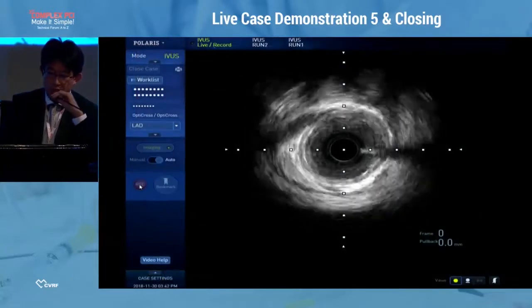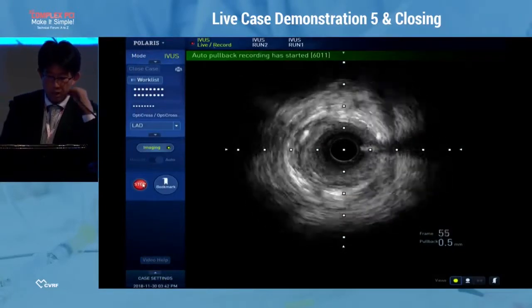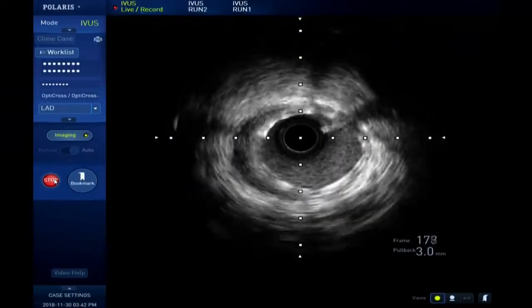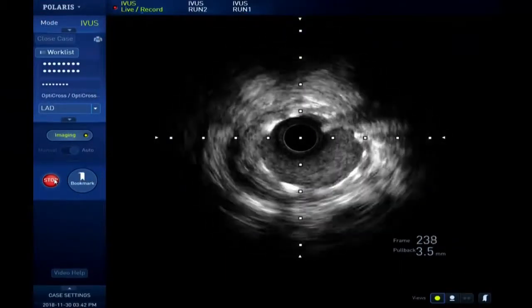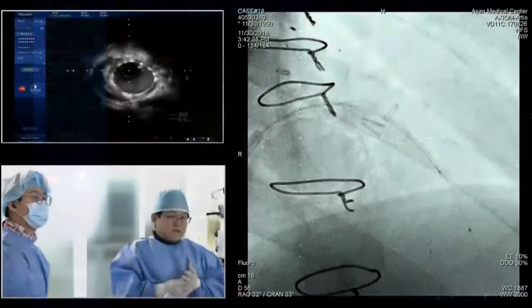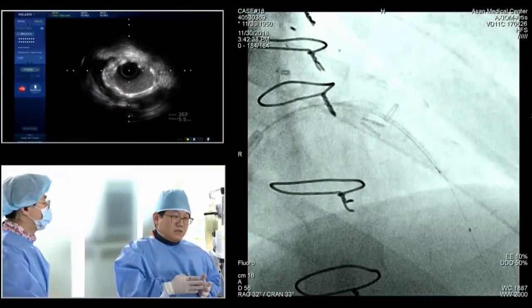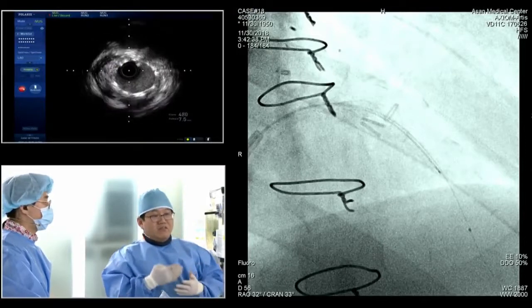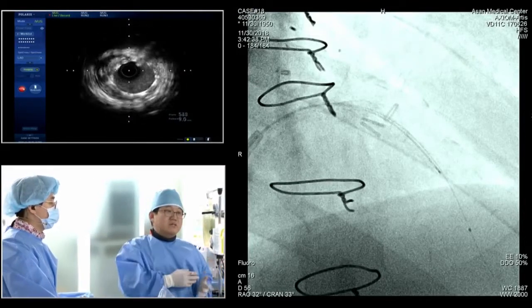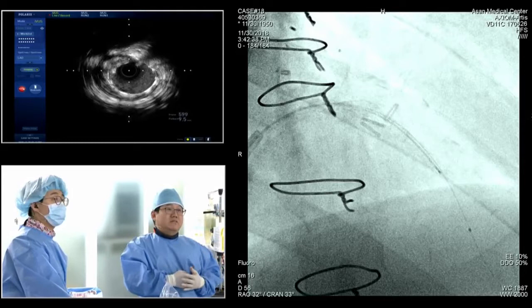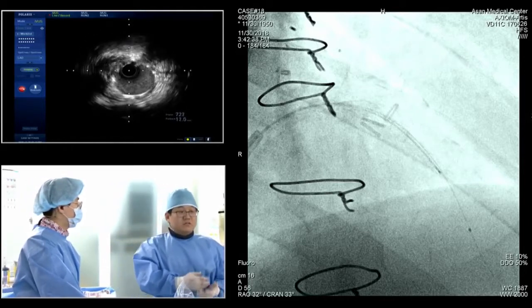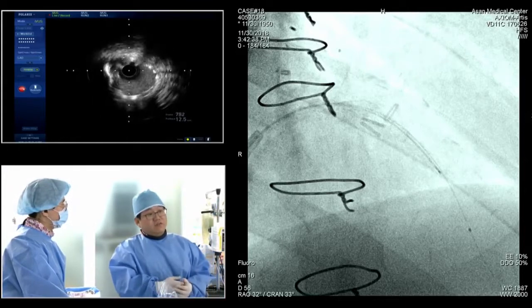Dual antiplatelet therapy doesn't matter. Yes, because we have to differentiate two types: acute stent malapposition and late stent malapposition. For late stent malapposition, there is some evidence that it can increase the risk of stent thrombosis. But for acute stent malapposition, there is no evidence that it increases stent thrombosis.